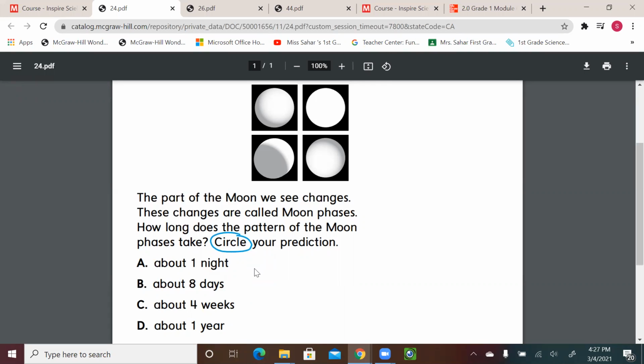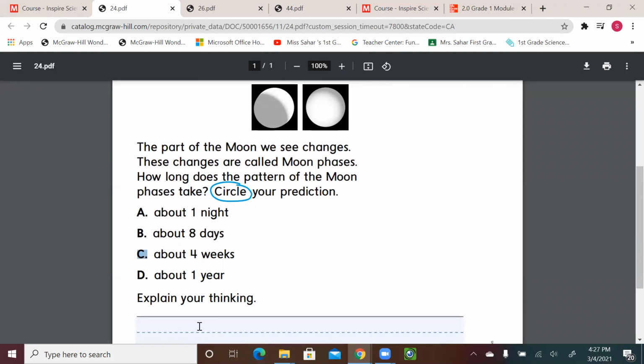Do you see a full moon or a new moon almost every 4 weeks, like a month? Or does it take a night, so every night you see a full moon or a new moon? Or does it take 1 year? All right. So I think it'll take 4 weeks. So it's choice C. That's our prediction.